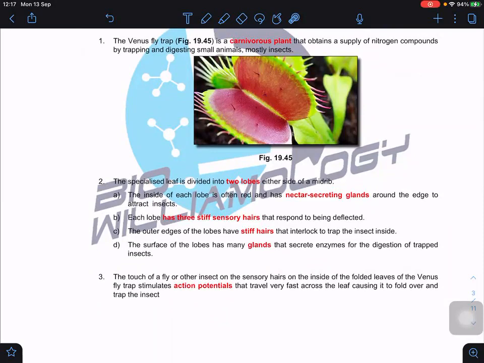So what actually happens here depends on the touch. For example, a touch on one hair will trigger an action potential.